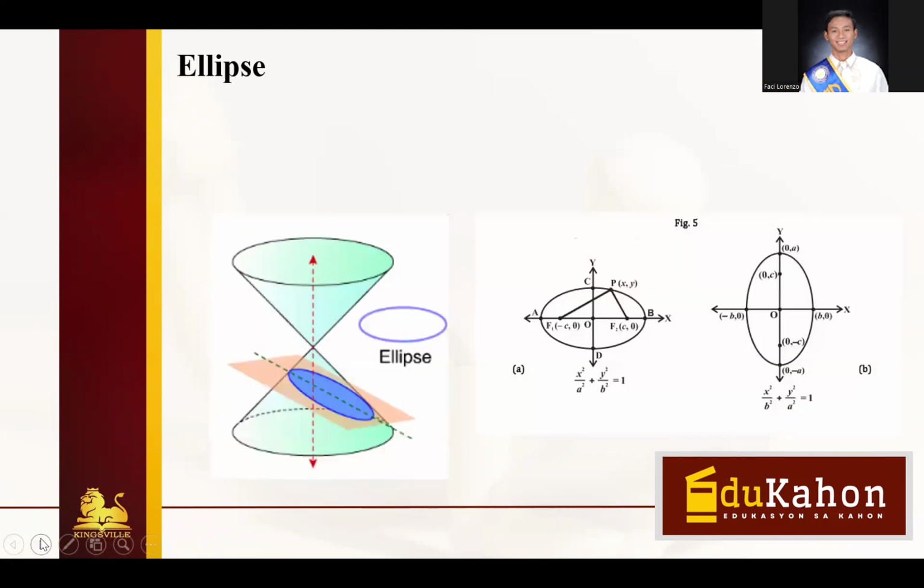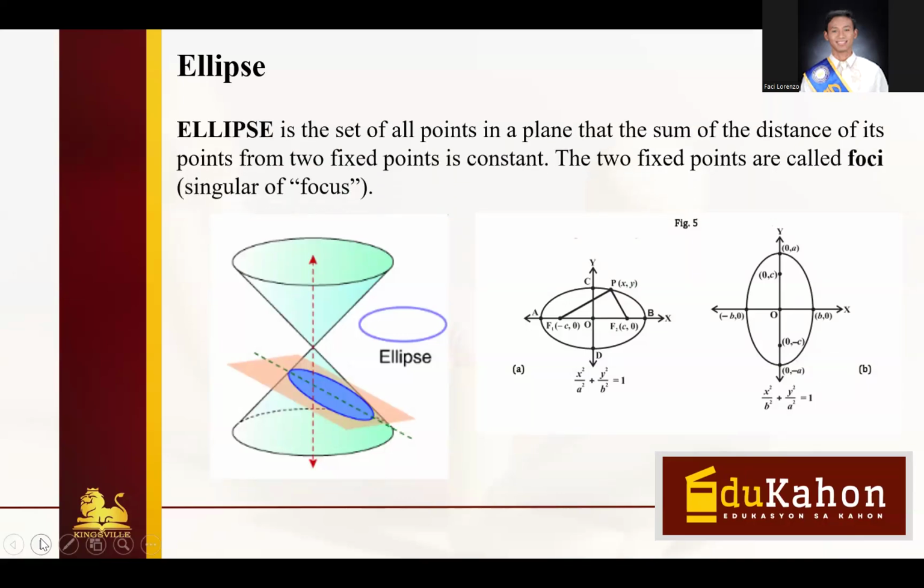If you consider here a conic section and a plane, if the plane intersects the conic section diagonally, then the area of their intersection is what we call an ellipse. So, an ellipse is the set of all points in a plane such that the sum of the distances of its points from two fixed points is a constant. The two fixed points are called the foci, or in singular, the focus. Then your ellipse can be oriented horizontally or vertically depending on the values of the constants in your denominator.